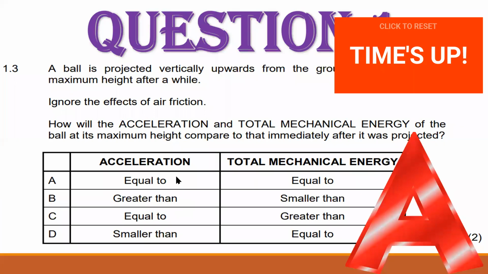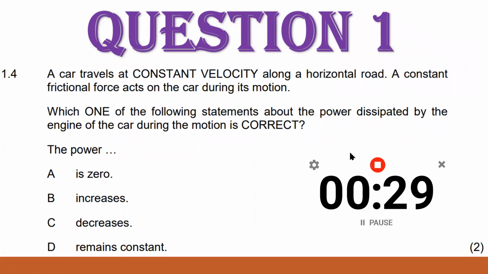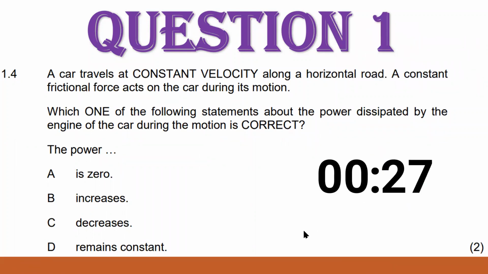Please try 1.4 now. Let's give you 30 seconds. This is our question. You have one object moving with constant velocity. Yeah, a car is traveling. Okay, a car is moving with constant velocity and constant frictional force. What's going to happen to power? Asking you, give us information about power.